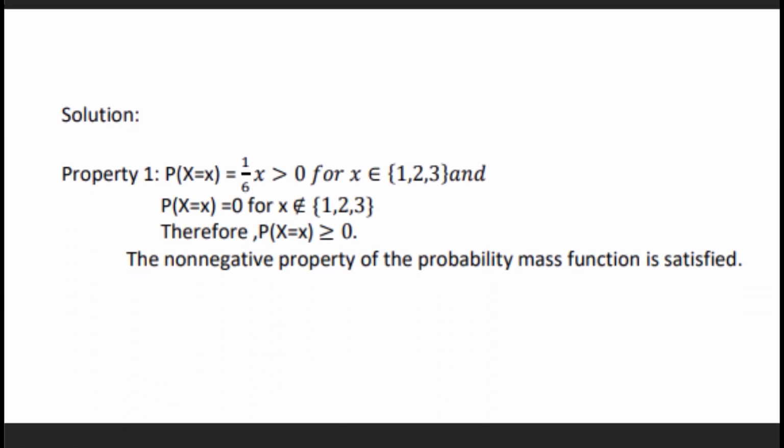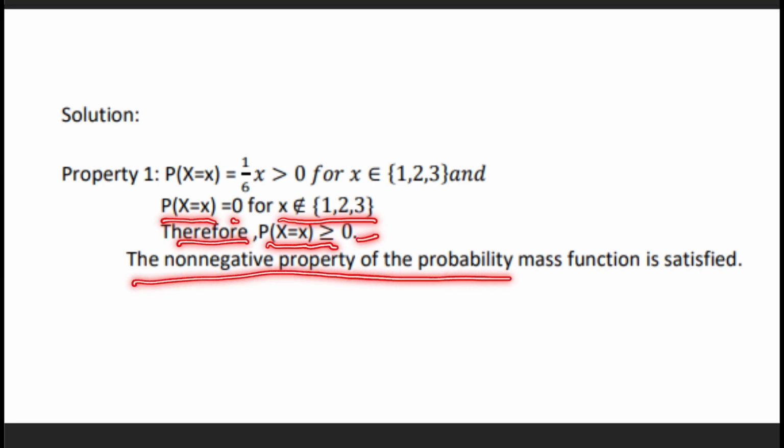Solution. For property A, or property 1, the probability of X equal to x is equal to 1 over 6x, greater than 0 for x an element of 1, 2, 3. And the probability of X equal to x is equal to 0 for x not an element of 1, 2, 3. Therefore, the probability of X is greater than or equal to 0. The non-negative property of the probability mass function is satisfied.